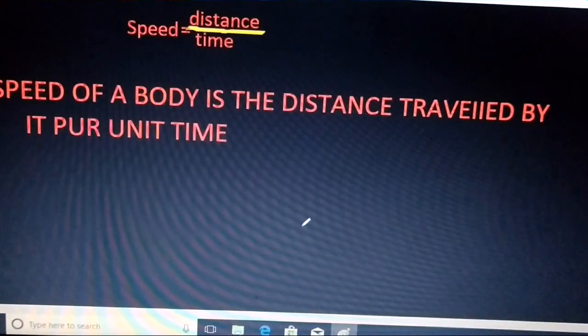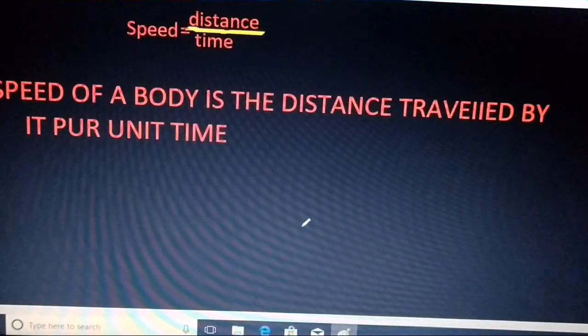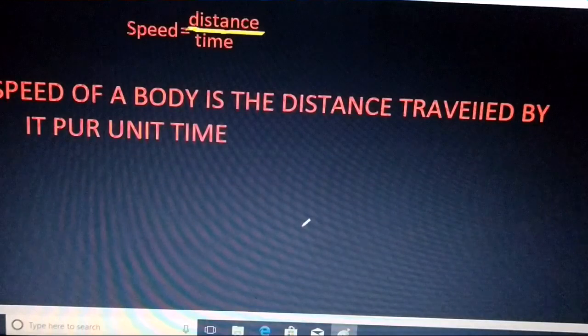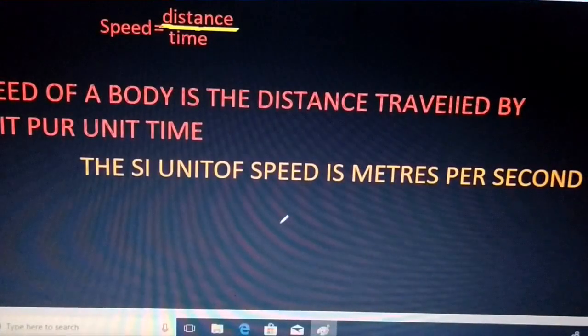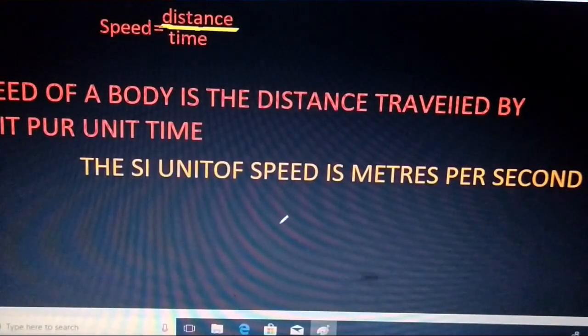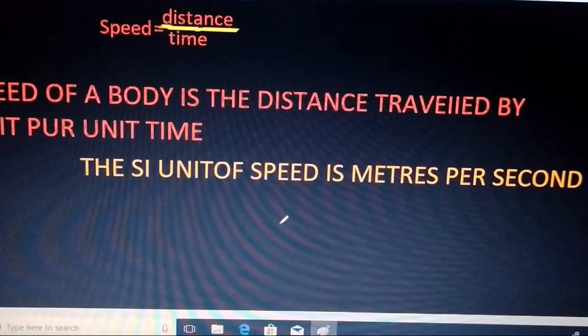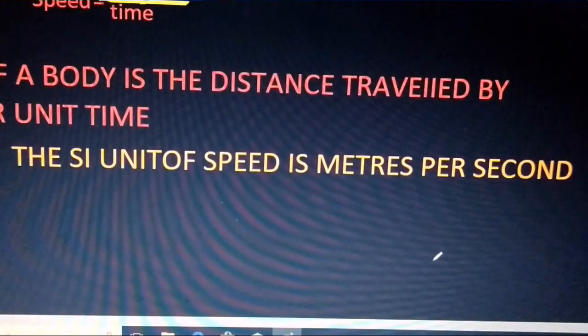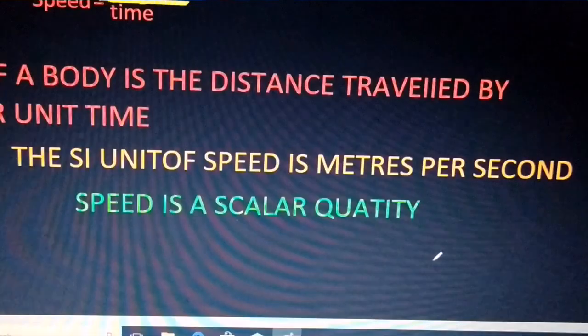Now the SI unit of speed is meter per second. Other units are kilometer per hour or centimeter per second, but the SI unit of speed is meter per second. Speed is a scalar quantity.